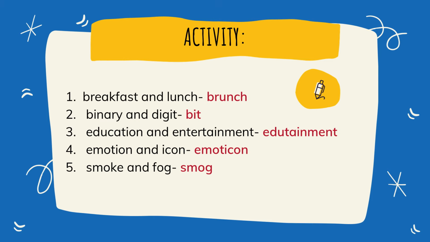Ready? Okay. So combining breakfast and lunch, we will have the word brunch. Number 2, binary and digit, we'll have the word bit. Number 3, education and entertainment, we're going to have the word edutainment. For number 4, when we combine emotion and icon, we have the word emoticon. And lastly, number 5, when we combine smoke and fog, we are going to have the word smog.